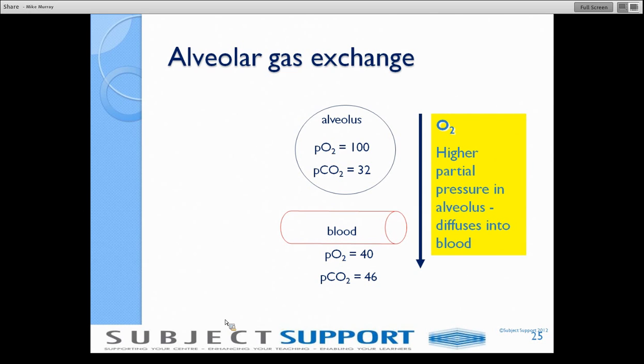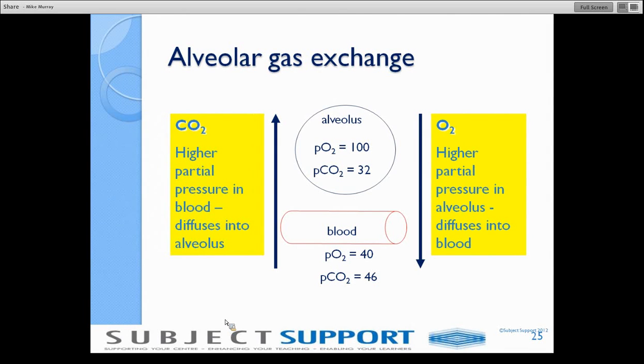If we've got that one nice and simply done on the right hand side, surely by now you've got the other side done: that carbon dioxide goes from blood into the alveoli, into the lungs, because there's a higher partial pressure of carbon dioxide in the blood, and therefore it diffuses to the alveolus. If you got it the other way around and said there's a lower partial pressure in the alveolus for carbon dioxide, you still get the mark, obviously.